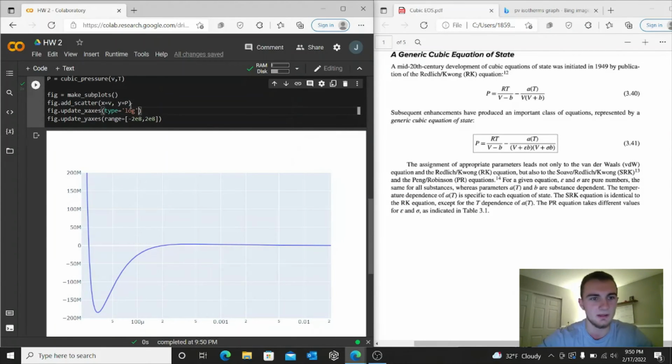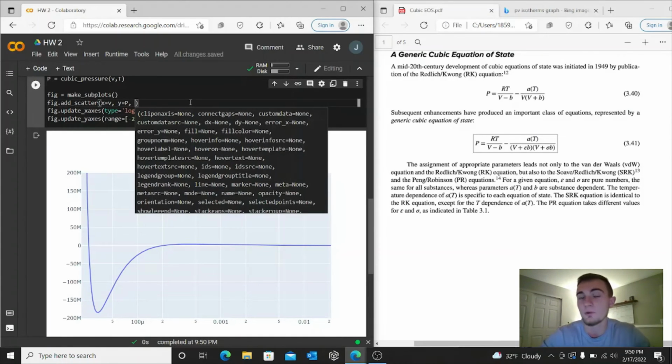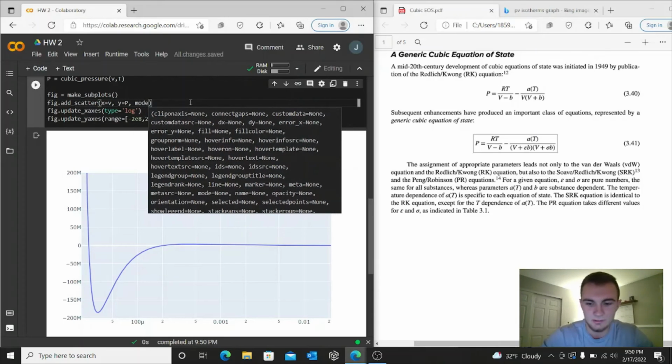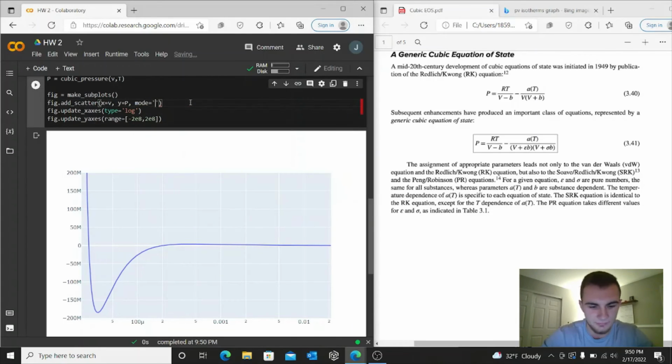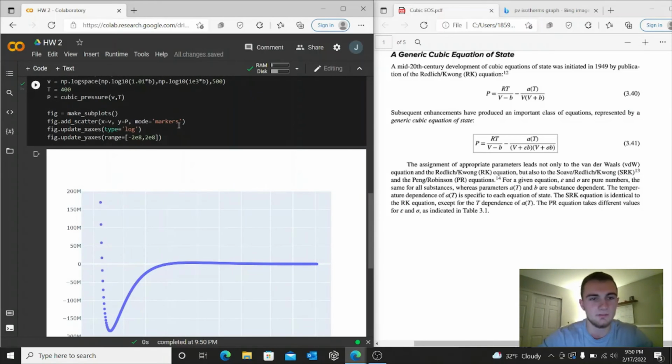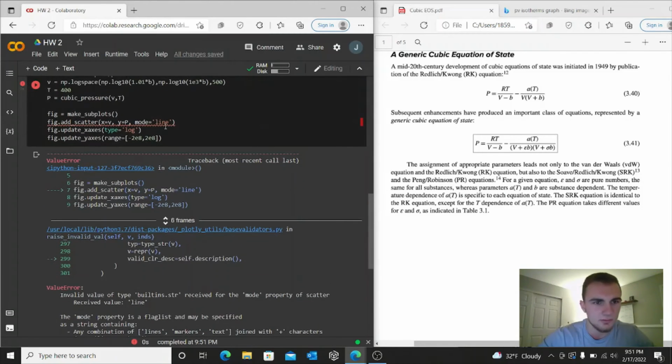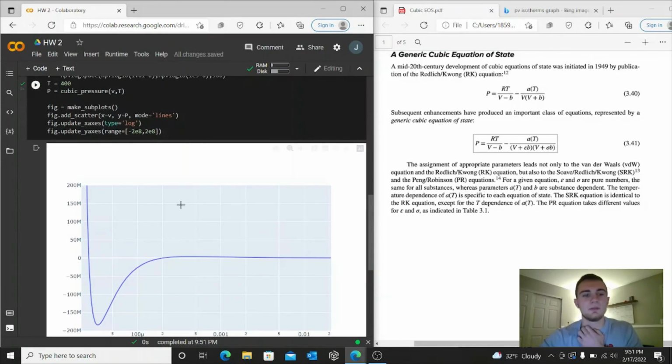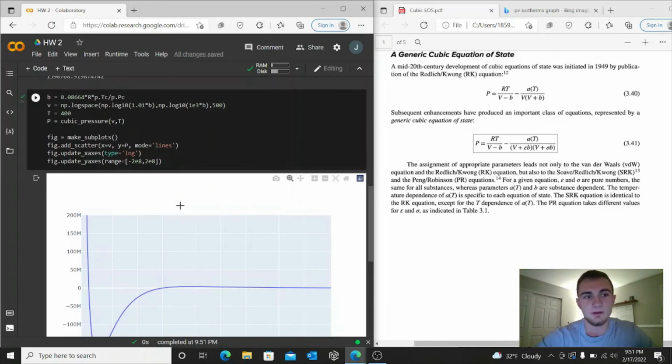Let's go ahead and change the mode to markers just to make sure that our points are where we think they are. So I'll change the mode here to markers. Okay, yep, so that's what we thought here. So I'm going to go ahead and change this back to a line. Okay, so let's see here. Oh, I need lines here. Okay, so this is an isothermal curve here for our one temperature value that we provided.